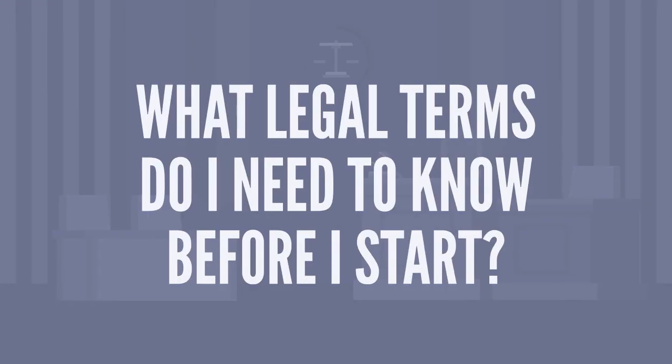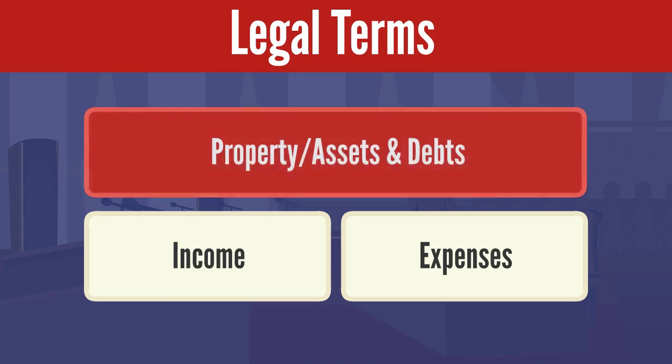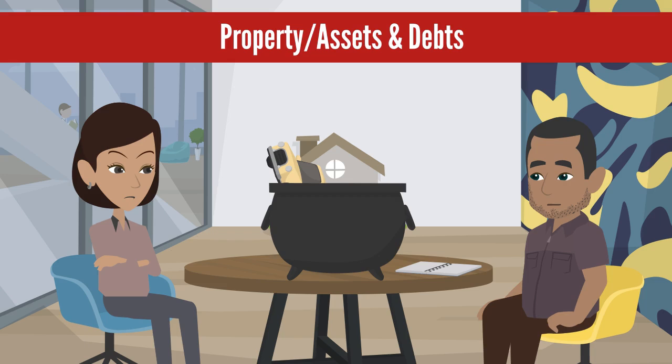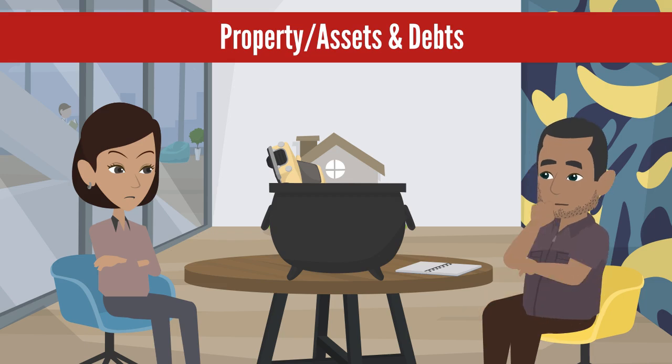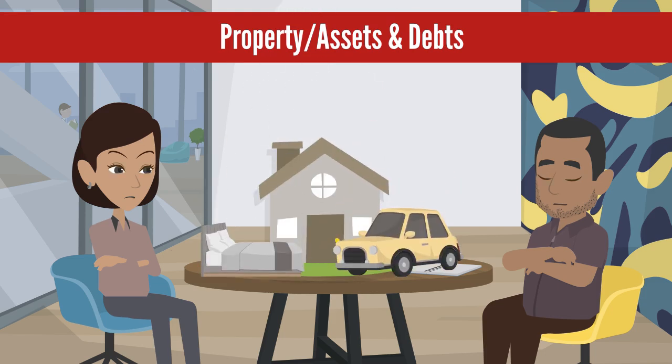To prepare your disclosure forms, there's some general information and concepts that you need to become familiar with. Part of the disclosures involves identifying your property and debts. Property is anything you can buy or sell or has value. For example, a house, car, or furniture. It's also things like a bank account, pension, 401k, or stocks.